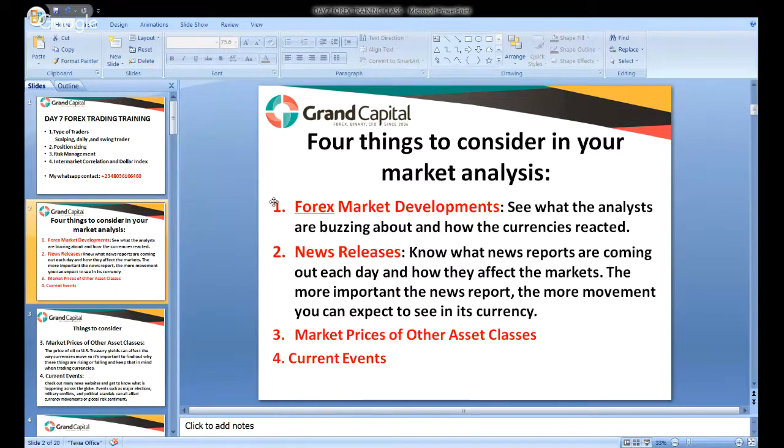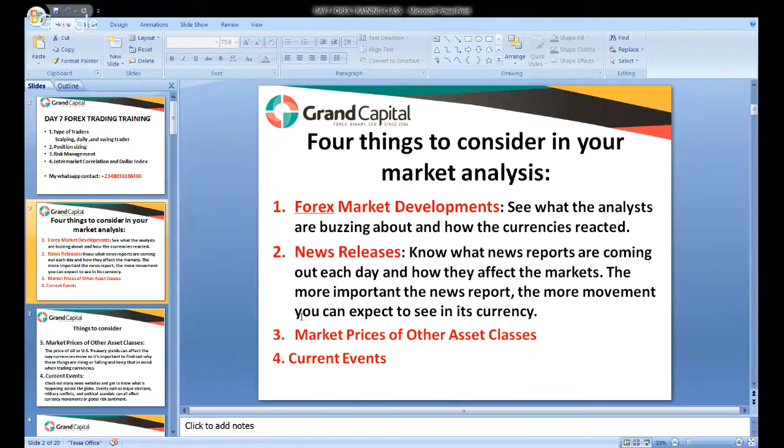So we are trying to list some things, so that whenever you open your charts and you want to trade, you're able to get information from this area before you arrive at your decision on trading or your trade for the day. It depends on the time that you choose to trade.